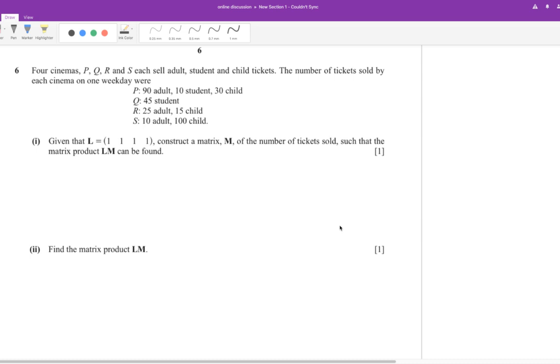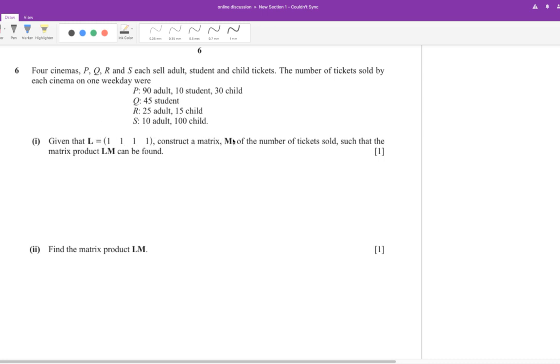Okay, for cinemas P, Q, R, S, they sell adult, student and children tickets. The number of tickets sold by each cinema on one weekday were, okay, this is your information. Cinema P sold 90 adult, 10 student, 30 children. Q didn't sell any adult and children tickets, Q only sold 45 student. R sold 25 adult, and so on. Basically given that L equals 1 1 1 1.